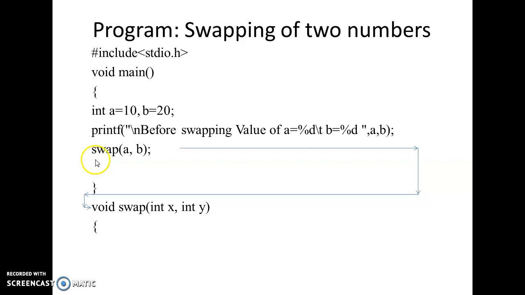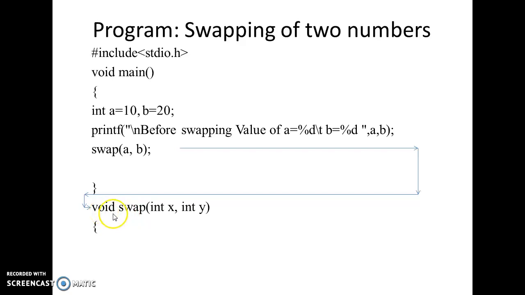Now we want to swap them. So the function needs to be called. So we are going to write swap A, B. So swap function with the arguments A and B. So whenever the function is called, the control is transferred to the function definition.